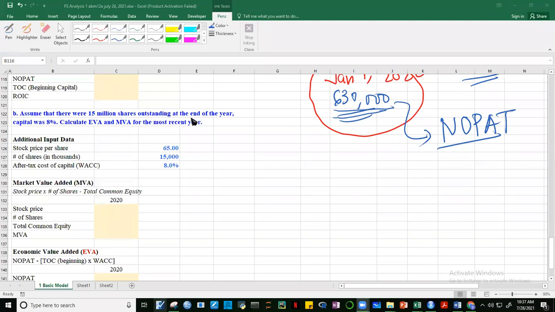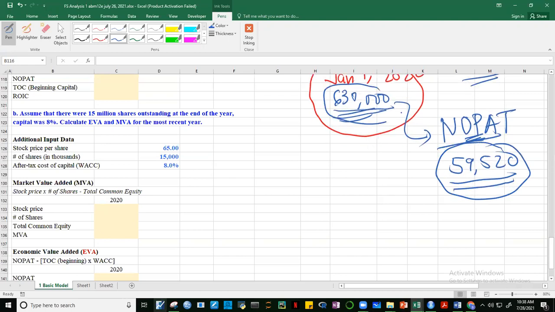I hope you're getting the story, guys. NOPAT is 59,520. Operating profit, so it's fair, right? It's not net income after tax, because net income after tax deducts the interest. So operating profit is higher than net income after tax, especially if there is interest. 59,520 is the operating profit they generated. This is the capital given to them. That's the concept of this.